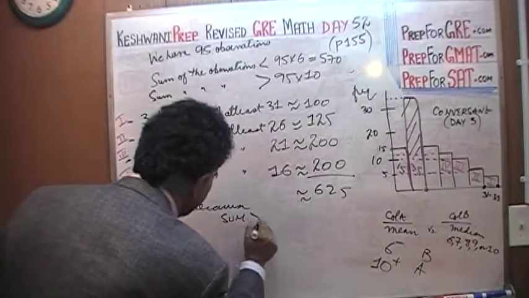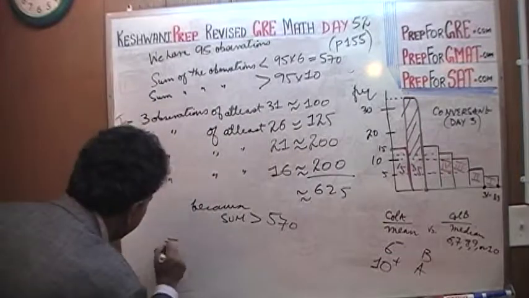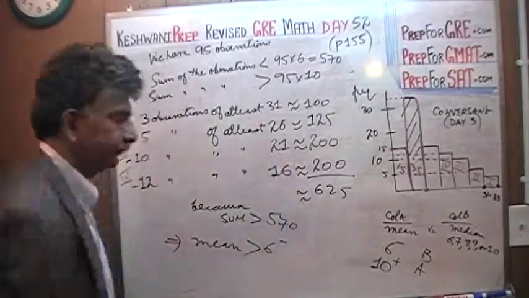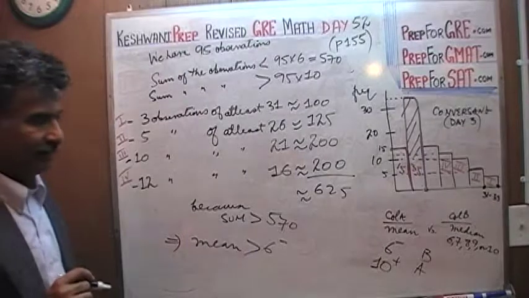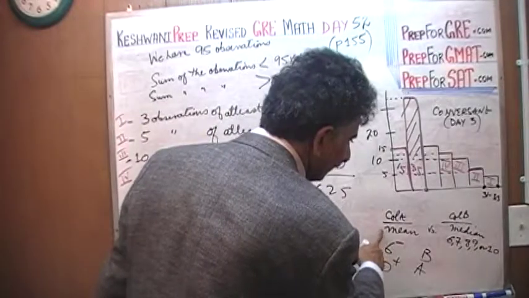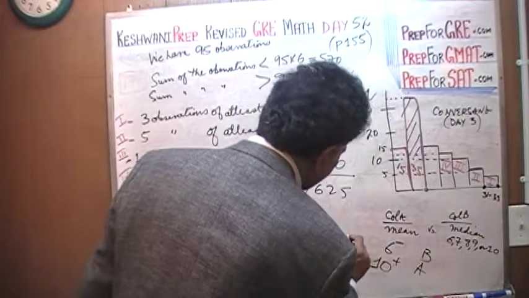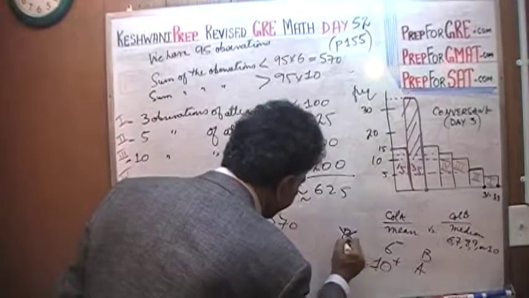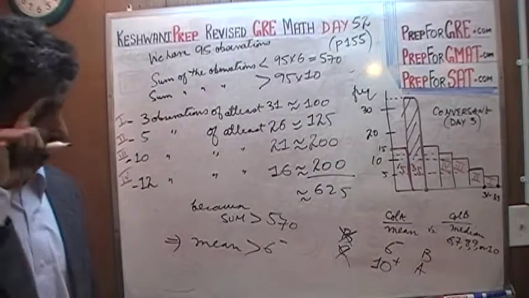this implies that because the sum is more than 570, the mean is more than 6. It's more than 6. Which means, since the mean is more than 6, the answer cannot be B; had it been less than 6, the answer would have been B. It cannot be B. Also, it cannot be C. We have ruled out B and C at this point. The answer is either A or D.